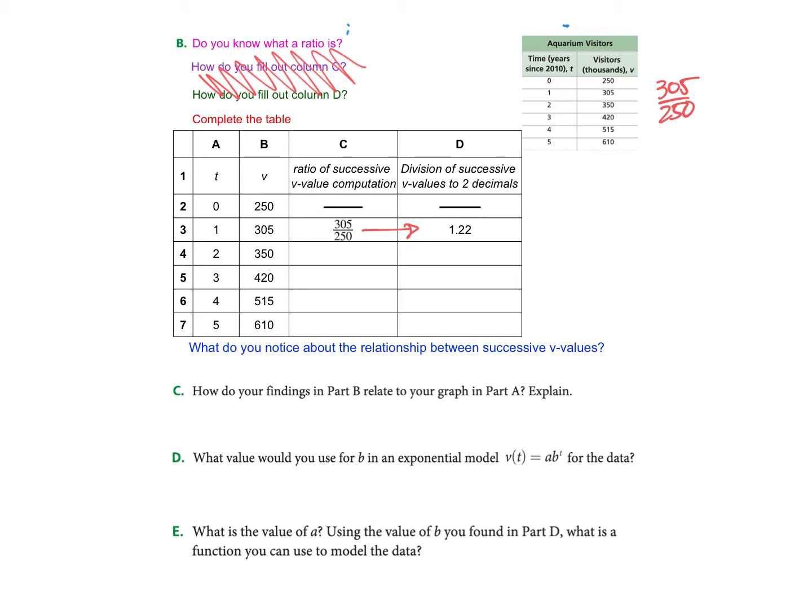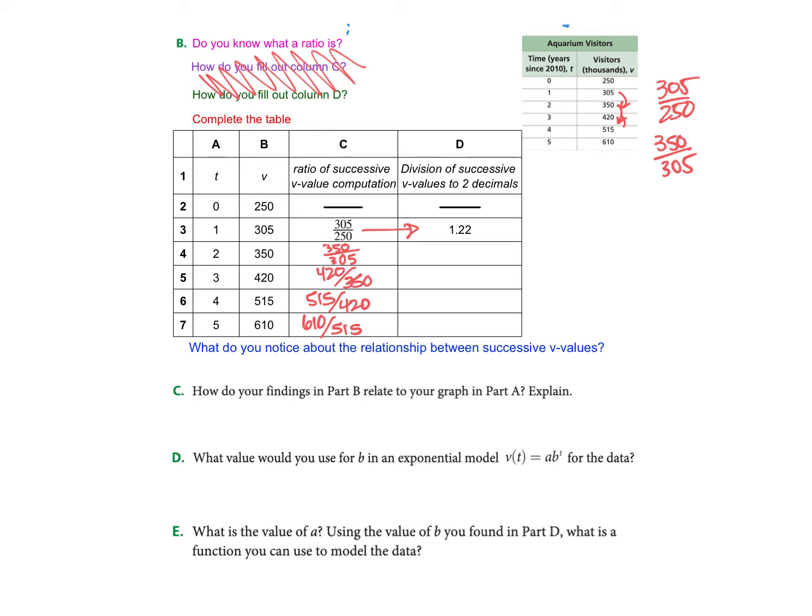Now I'm going to do that for the next one. So the next one would be 350 divided by 305. Kind of hard to write this in that little table, but see if you can fit it too. So from here to here, 350 divided by 305. And then I would do the next one, which would be 420 divided by 350, to go from 350 to 420. Then I would do 515 divided by 420 and 610 divided by 515. Okay, I want you to pause the video and fill in all of those numbers, please.